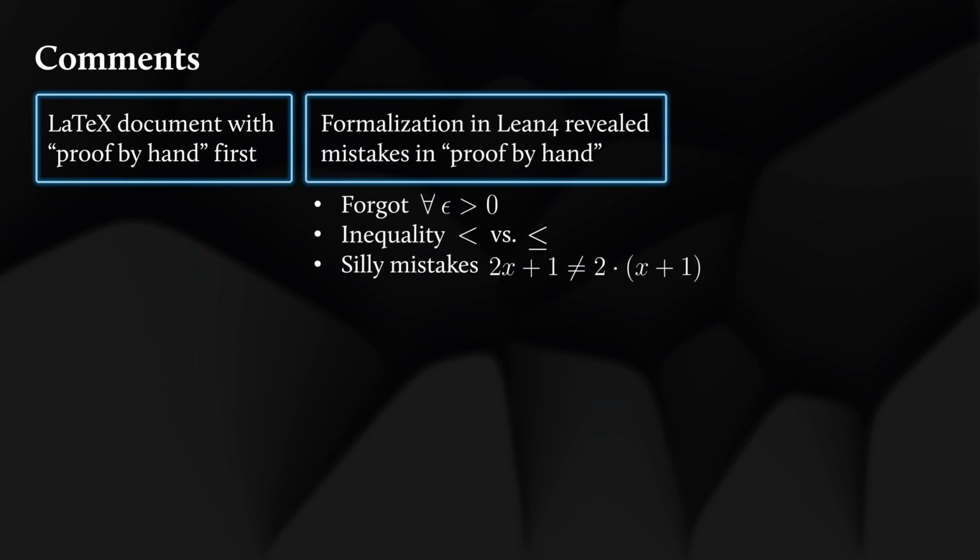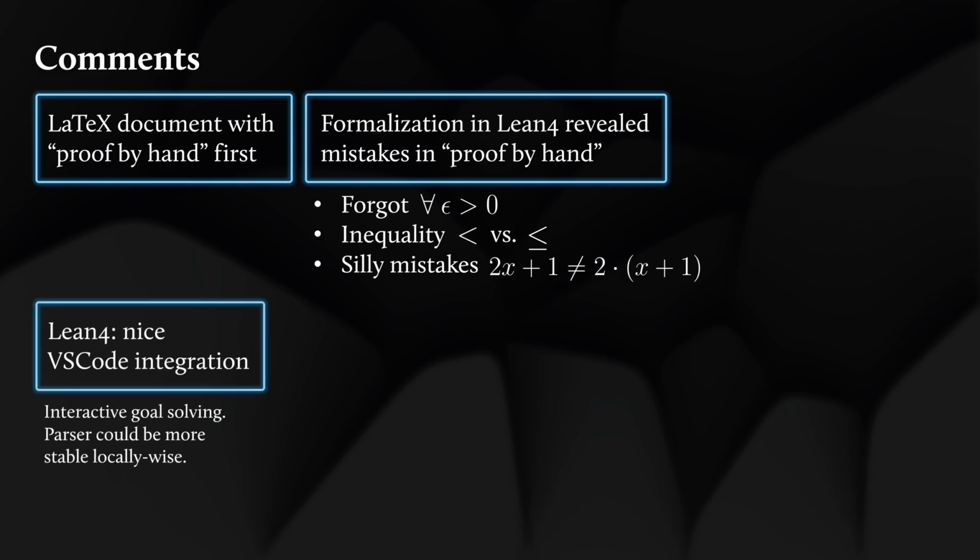This formalization can even reveal some mistakes. For example, somewhere we forgot for all epsilon greater than 0. Or inequalities, that's a big one. We often mix up inequality with strict inequality. And then in Lean we realize, well, it's not working because we need strict inequality here. Or we can't have strict inequality and only have smaller than or equal to. And then you also make some silly mistakes, and Lean can help you with that as well.